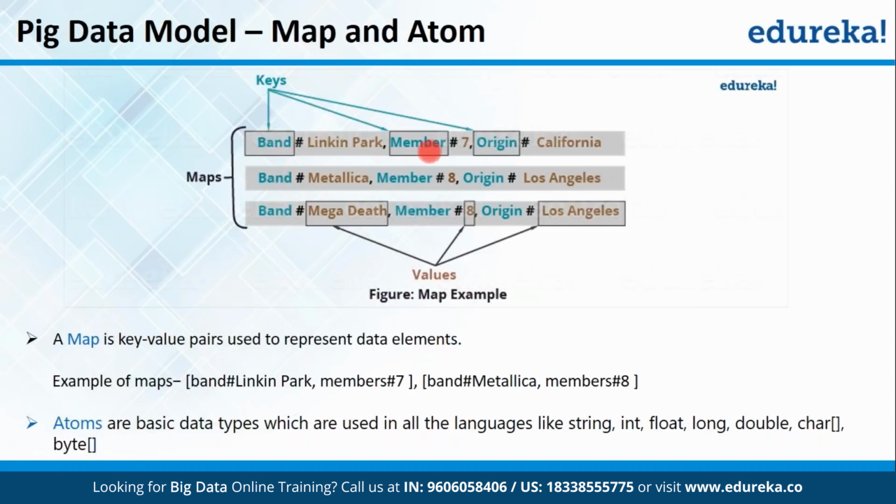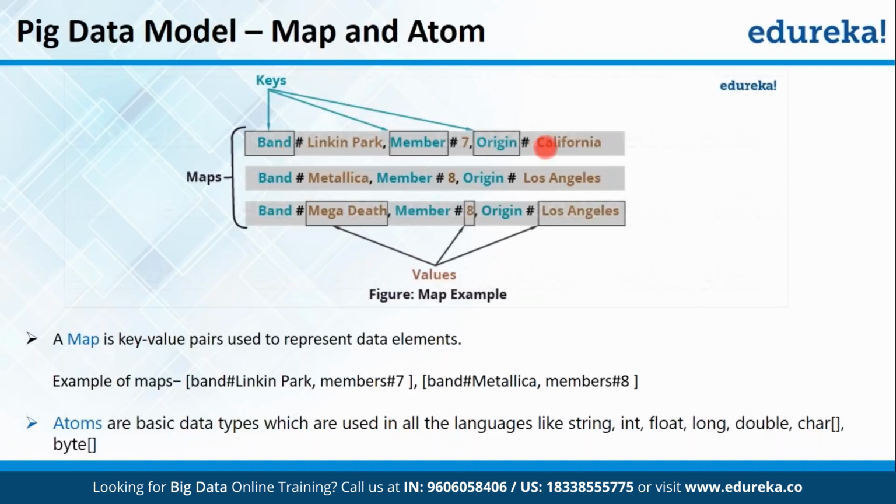So band is a key, member is a key, origin is a key. Similarly, the text after the hash is nothing but the values. So Megadeth is a value, 8 is a value, and Los Angeles is a value, right? So in Pig, hash is the delimiter that represents the difference between key value pair. So the value left to the hash is the key and the value right to the hash is the value.